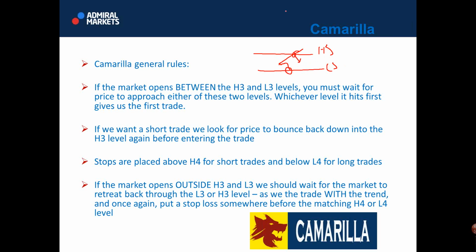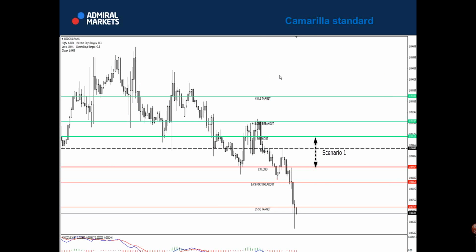Camarilla general. If we want a short trade, we look for the price to bounce back down into H3 level again before entering the trade. Stops are usually placed above H4 for short trades and below L4 for long trades. If the market opens up outside H3, or L3, we should wait for the market to retreat back to L3 or H3 as we trade with the trend. So basically I will show you those 4 different strategies, so don't worry. So these are general rules.